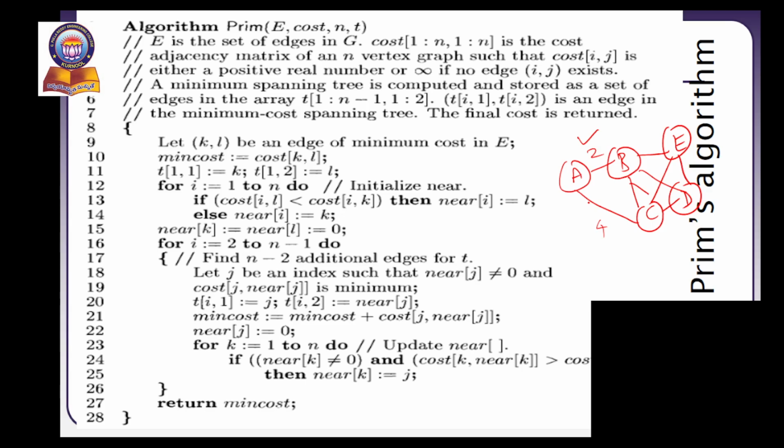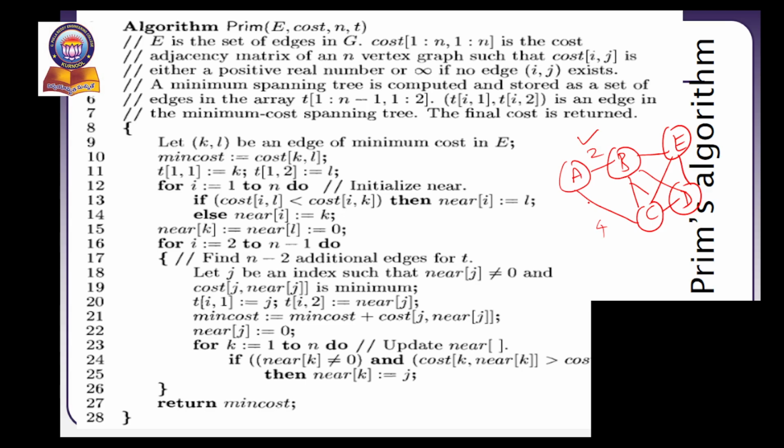So here, if you consider the various steps involved in Prim's algorithm, let (k, l) be an edge of minimum cost in E, that is in the set of edges, and mincost equals cost of (k, l), the edge that you have considered. For example, k is vertex a, and l is the next vertex with the minimum edge, that is a to b with the cost equal to 2. And here we are considering the tree t[1, 1] to be equal to k, and t[1, 2] to be equal to l.